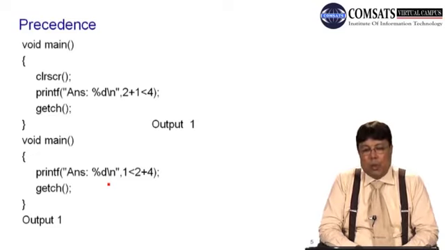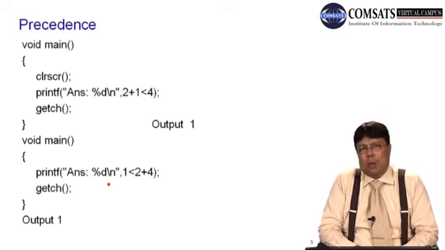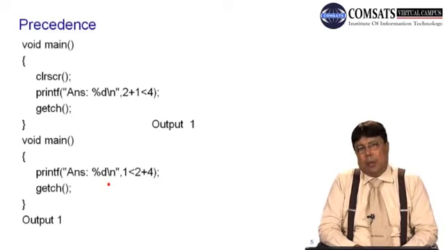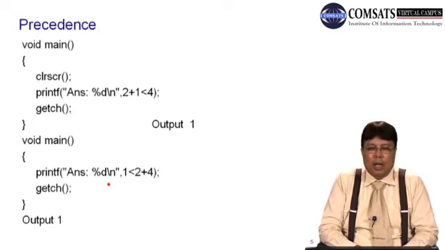Okay, so 2 plus 1 is less than 4. What is the precedence? If we compare the precedence of arithmetic operators versus relational operators, then the arithmetic operators have the higher precedence. What this means is that 2 plus 1 will be evaluated first. 2 plus 1, answer is 3. Is 3 less than 4? Yes, 3 is less than 4. Therefore the output should be equal to 1.